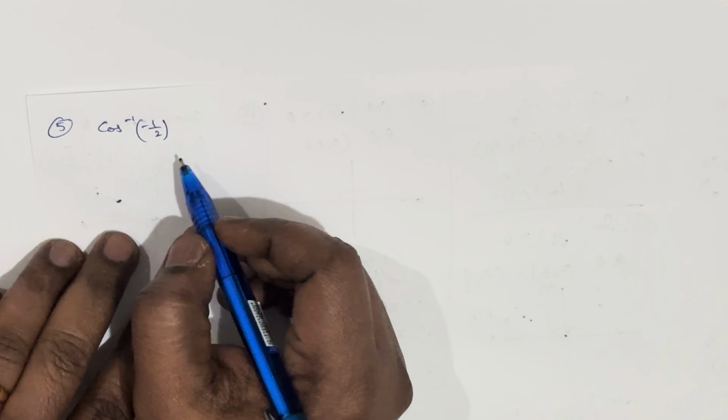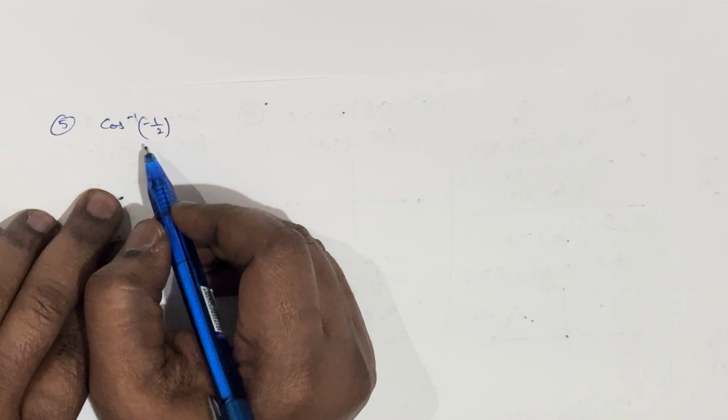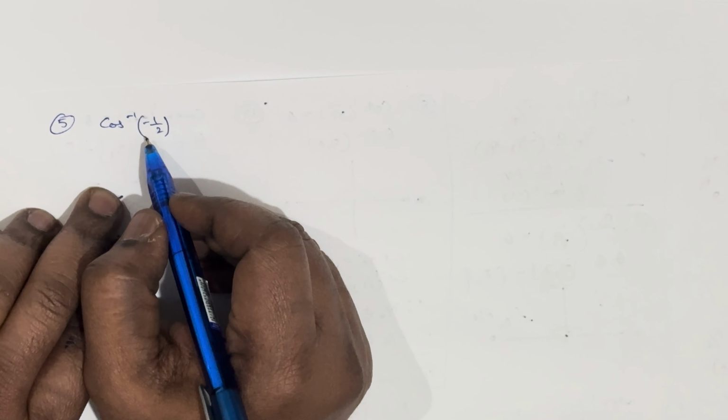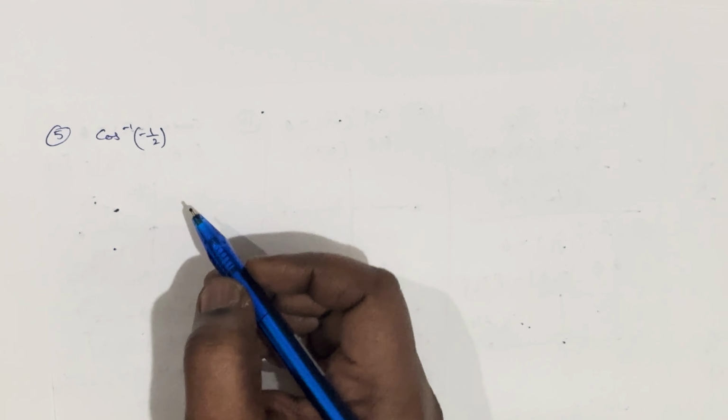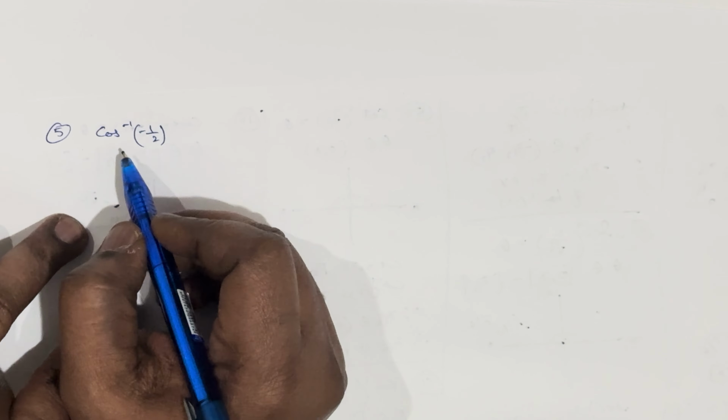Hello, friends. Let's do the next question, the fifth question. The fifth question is cos inverse negative 1 by 2. So we have to find the principal value of cos inverse negative 1 by 2.